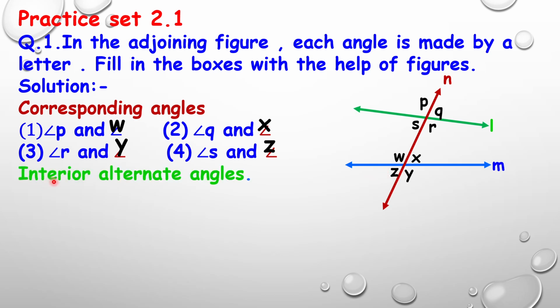We have to write the interior alternate angles. We know the interior alternate angles are the angles which are inside the given lines and on opposite sides of the transversal. So the first pair of interior alternate angles is angle S, and observe in the figure which is the alternate angle of angle S. Angle X is the interior alternate angle of S. And in the second pair, which is the alternate angle of angle W? Correct. R is the interior alternate angle of angle W.